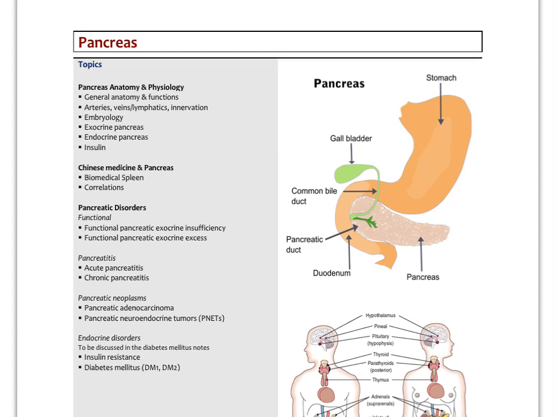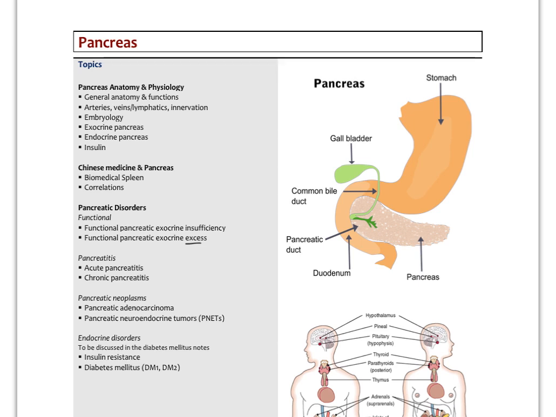In this video, we're going to look at some pancreatic disorders. So we're going to look at first some functional disorders, functional pancreatic exocrine insufficiency, and then a state of excess, which is not recognized biomedically, but I want to say a little bit about that. Pancreatitis, acute and chronic. We'll look at pancreatic cancers, and then the endocrine disorders of the pancreas.